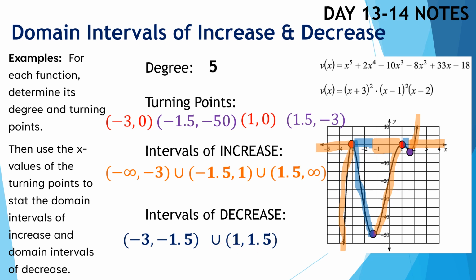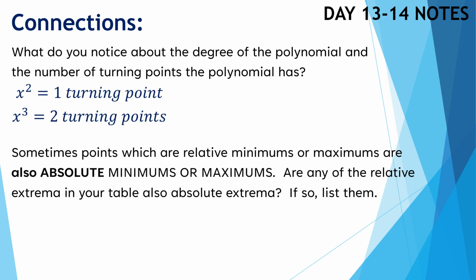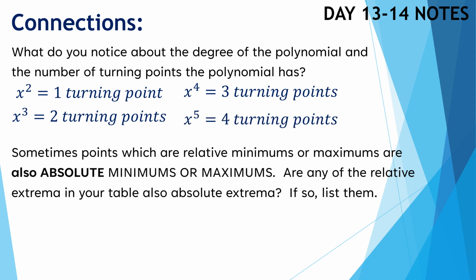We got a couple of questions to answer just to tie it all together. Here we go. What do we notice about the degree of the polynomial and the number of turning points the polynomial has? So our first example was x squared. It had 1 turning point. The second example was an x cubed. It had 2 turning points. The third example had x to the fourth, which had 3 turning points. Have you caught the pattern yet? And our last example was x to the fifth with 4 turning points. Therefore, we can state that the number of turning points is the degree minus 1.